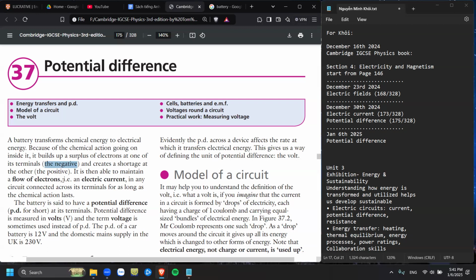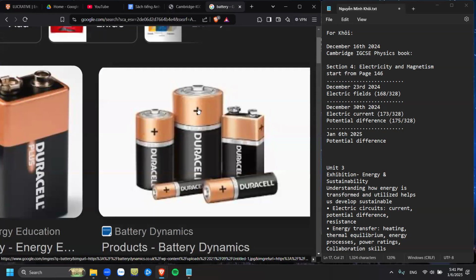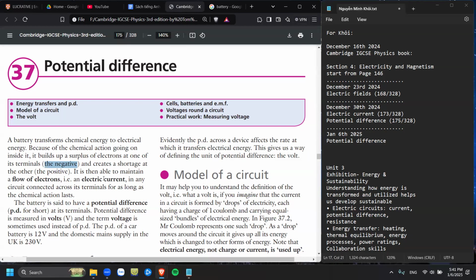When there's a chemical reaction going on inside it, the electrons will build up at the negative side, and there will not be electrons over there. But then it's able to maintain a flow of electrons. The flow of electrons is electric current, right? And if you connect the battery into any circuit across the terminals, positive and negative, then there will be an electric current flowing through that wire as long as the chemical reaction lasts.